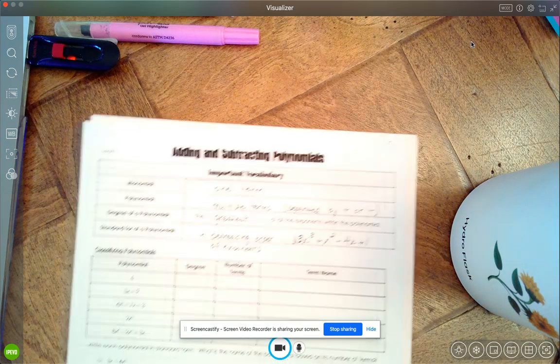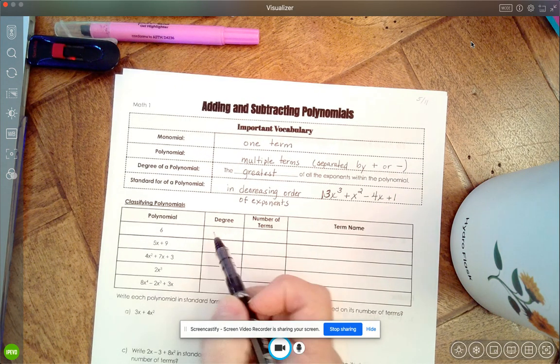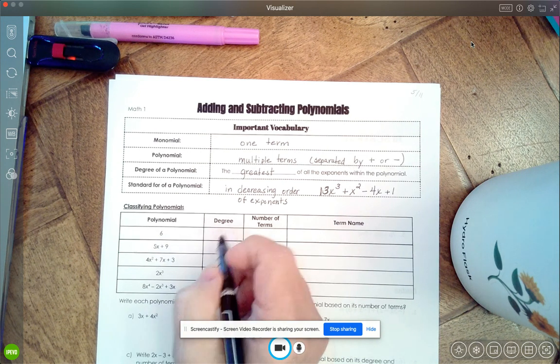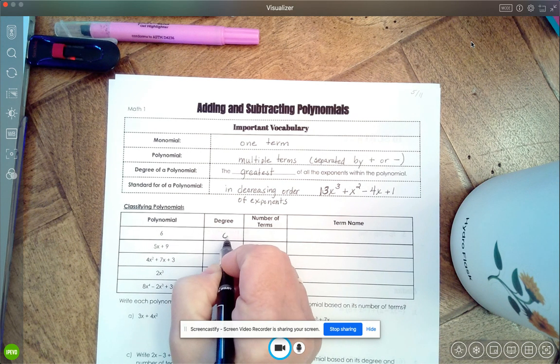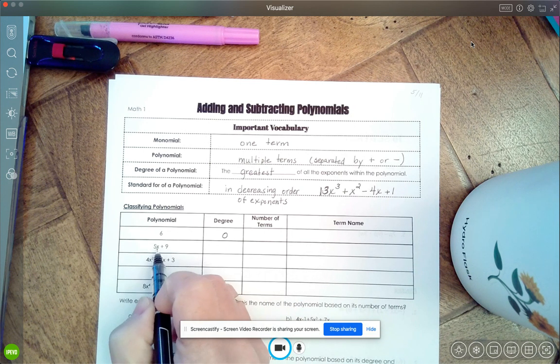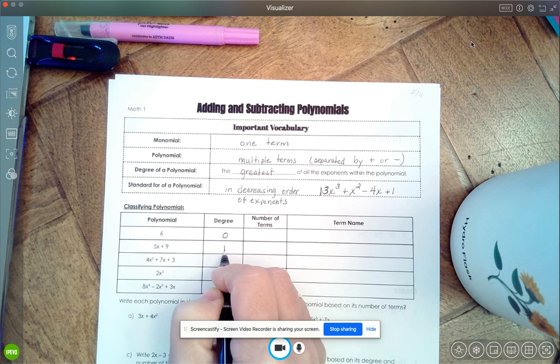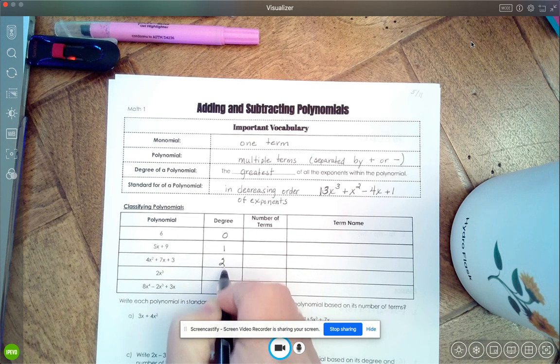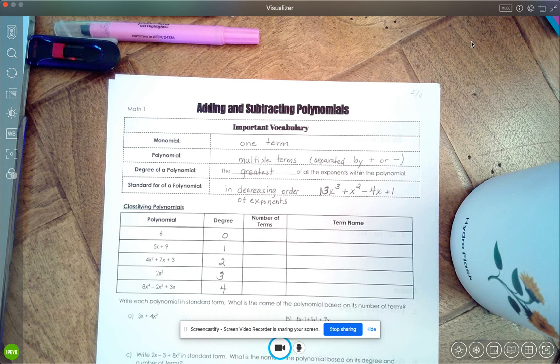So I'm just going to show you what some of these are. There's no variable here, so my degree would be to the 0 power. Okay? This one, x, there's nothing there, so my degree would be to the first power. My highest degree here is the second power. Highest degree here is a cube. Highest degree here is a fourth power.